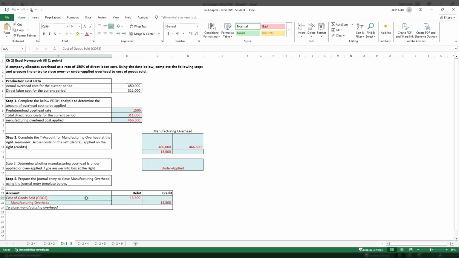That makes sense if you step back and think about the whole thing, because basically we underestimated our cost from overhead. Once we realize that at the end of the year, we go, okay, now we need to increase our cost of goods sold by this amount to reflect the fact that we actually had extra overhead costs that we didn't accurately budget for as we were applying overhead throughout the year.